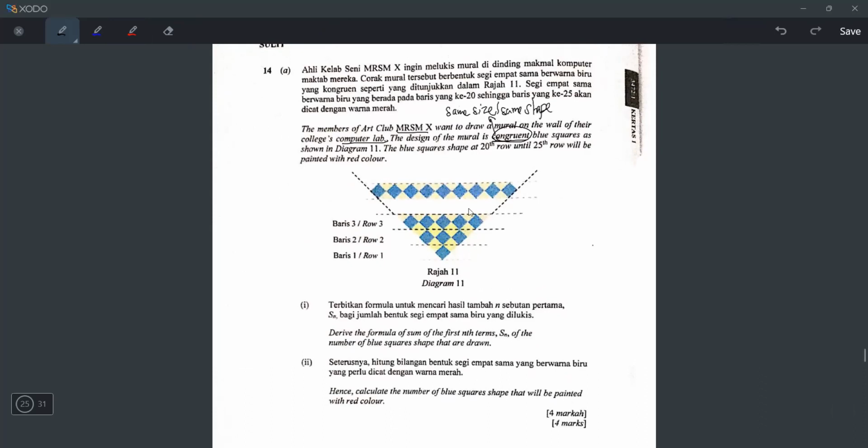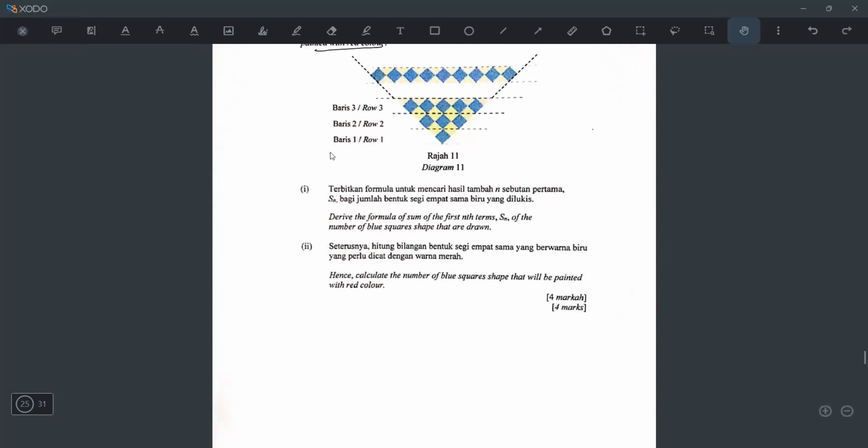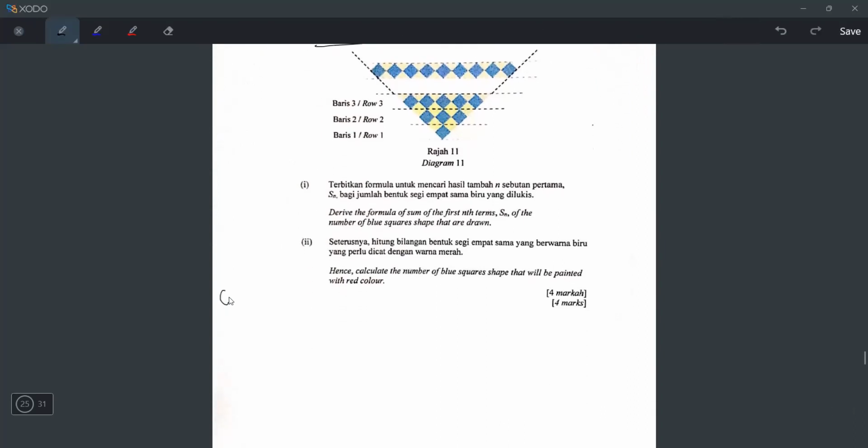Okay, so these are all blue squares. So all the blue squares here, they are all squares and they are all same size, same shape. The blue squares shaped at 20th row and 25th row will be painted with red color. So starting from the 20th row to the 25th row, the square will be red color. Okay, so now they want, number one, you to derive the formula for sum of first n terms of the number of squares shaped that are drawn.